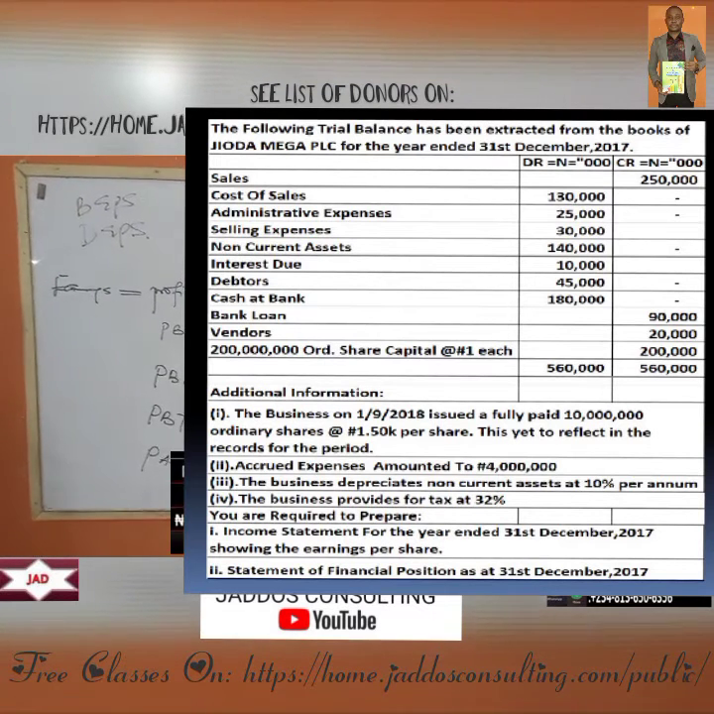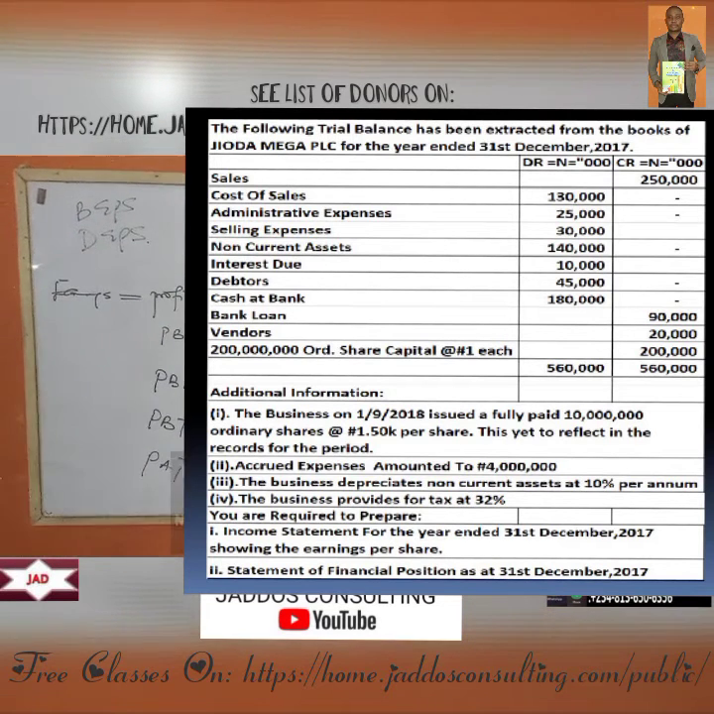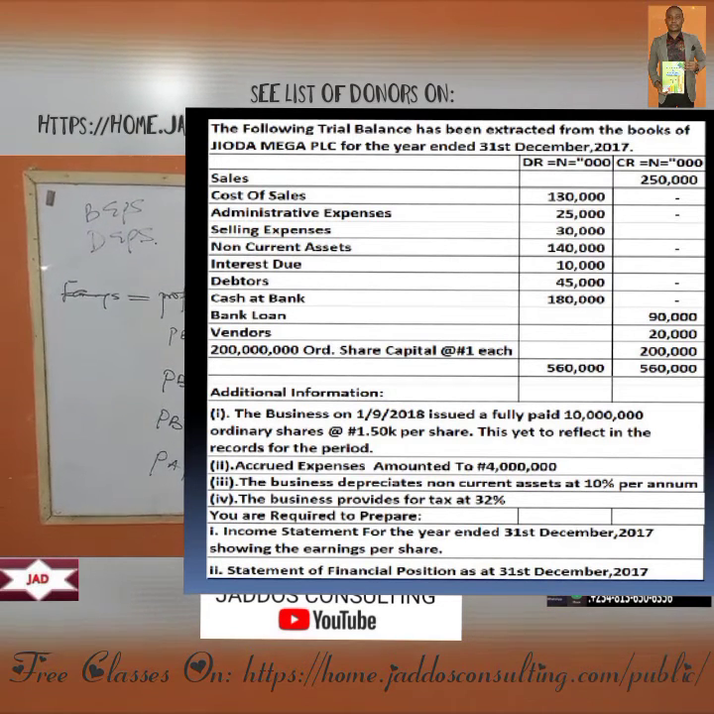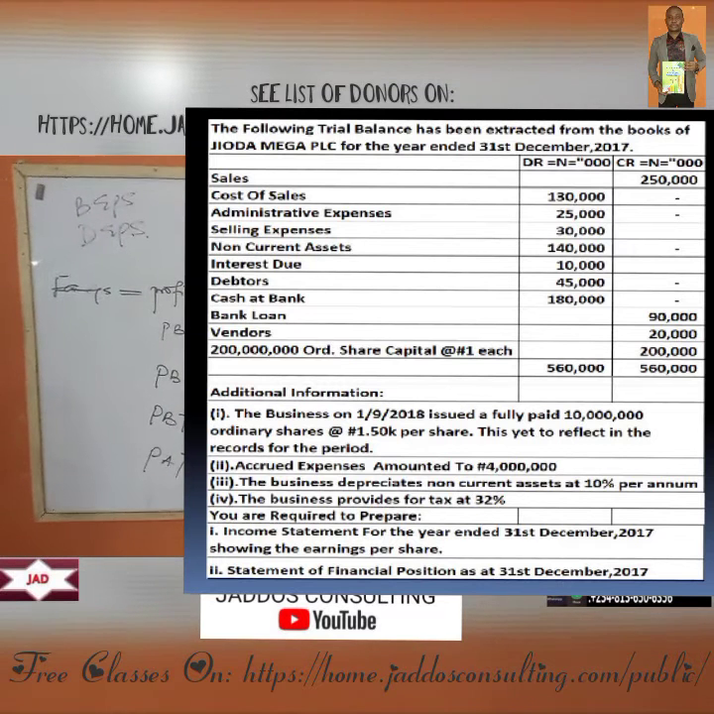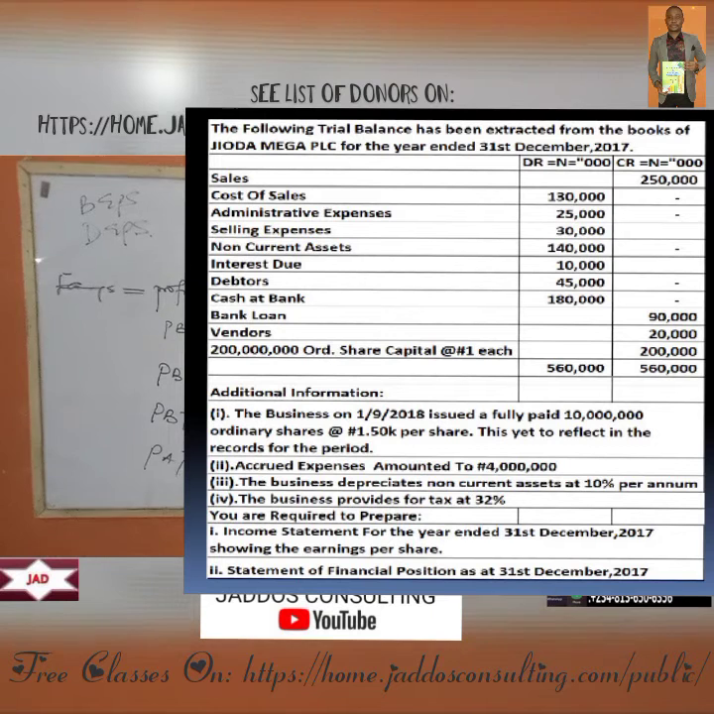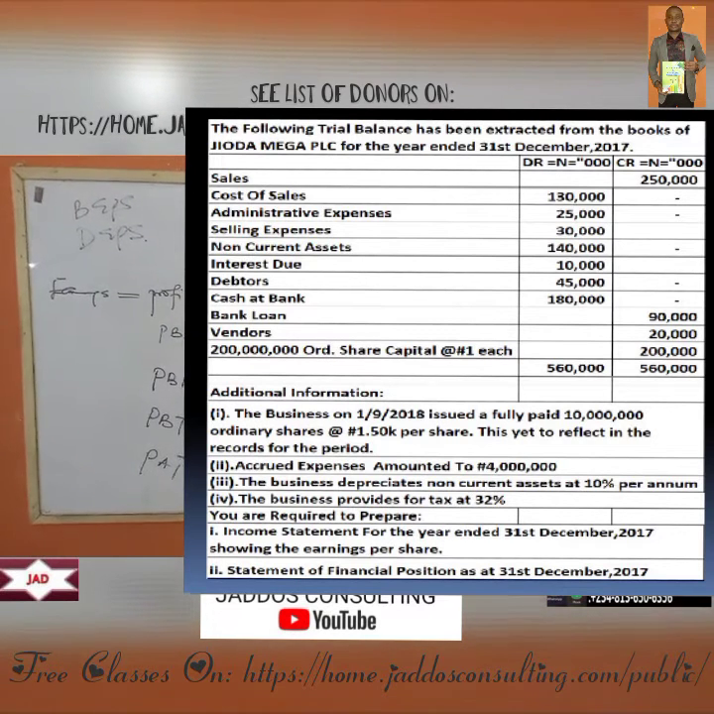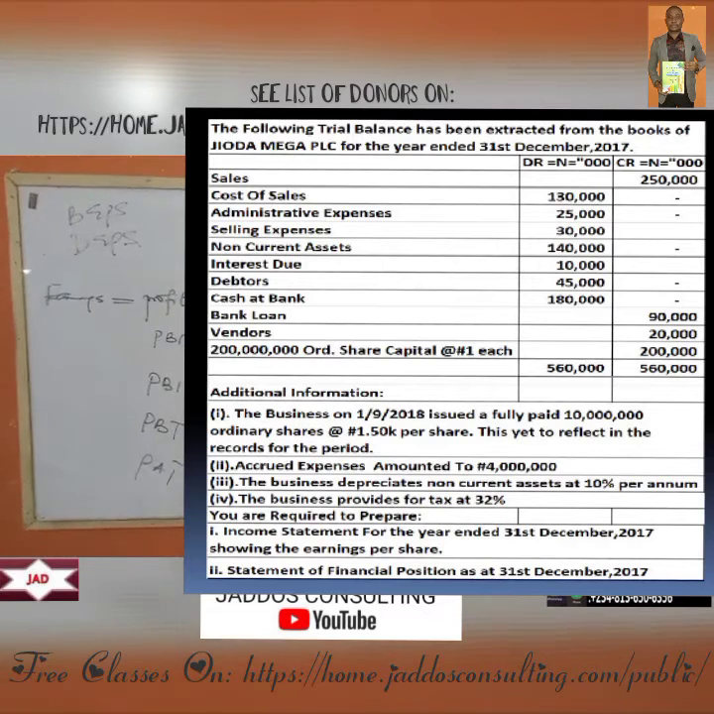There's an issue of shares there. Accrued expense amounted to 4 million. The business depreciates non-current assets at 10% per annum. The business provides for tax at 32%. You're required to prepare an income statement for the year ended 2017 showing the earnings per share. And then we have a statement of financial position.